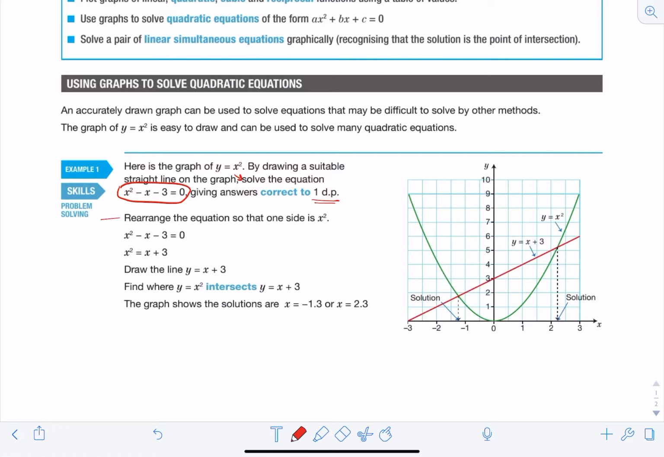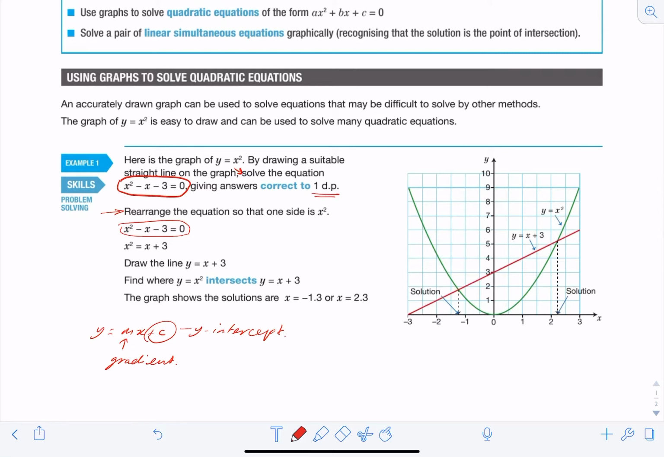So again, rearrange the equation so that x squared is on one side. So from here, we're going to add x plus 3 to both sides of the equation. So I get x squared equals x plus 3. Draw the line y equals x plus 3. If you're not sure, remember you've got y equals mx plus c, where m is your gradient. Here the gradient would be 1, and your c is your y-intercept.